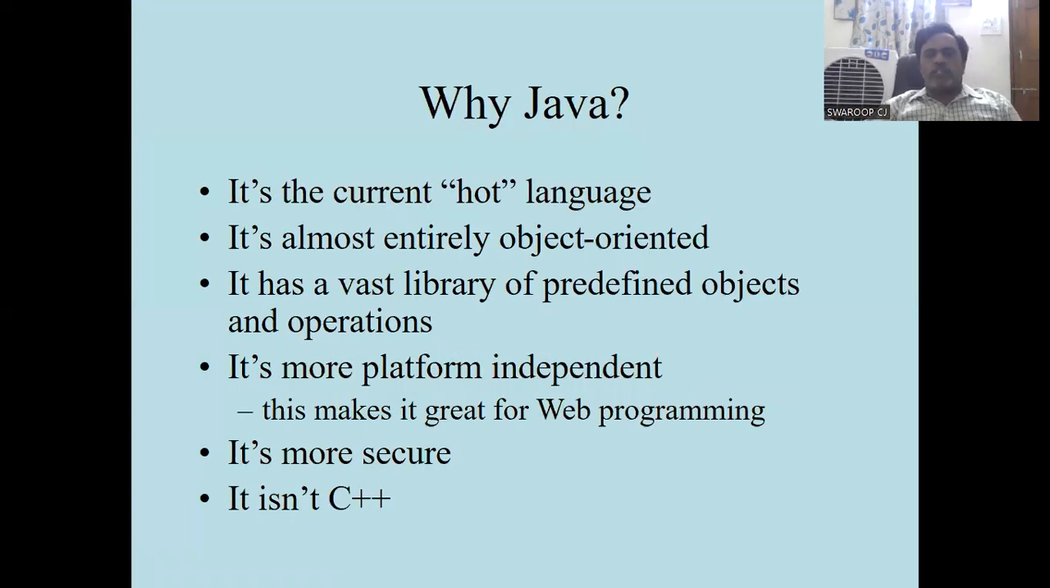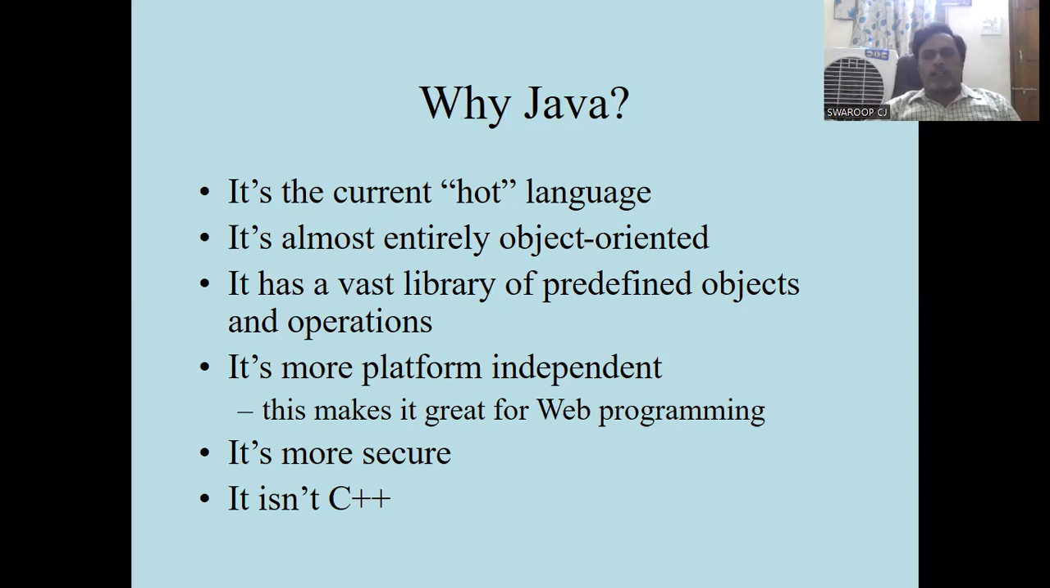Now, why Java? We have so many languages like C and C++. C is basically a structural programming language, and C++ is an object-oriented programming language. Still, we are looking at Java. Why? Because it's currently the most used language. It's a very hot language in the market, and it is completely an object-oriented programming language. It contains a number of libraries, which contain predefined objects and operations.